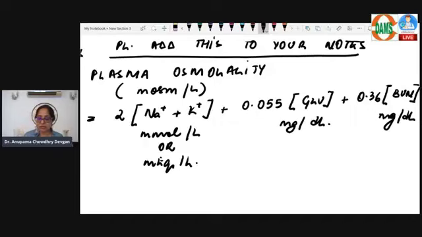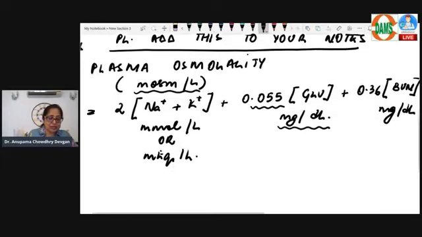So sodium and potassium are in millimoles per liter or milliequivalents per liter. And like I said, glucose is in milligrams per deciliter. Why do I multiply it by 0.055? To convert milligrams per deciliter into milliosmoles per liter. Similarly, blood urea nitrogen, which is given in milligrams per deciliter, to convert it into milliosmoles per liter, you have to multiply it by a correction factor of 0.36. Now, based on this, you had a neat question.